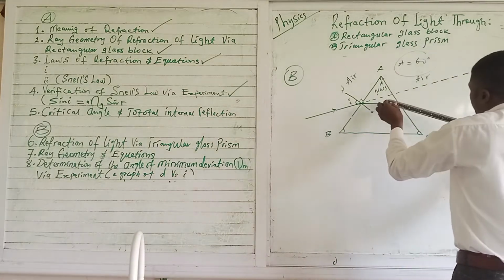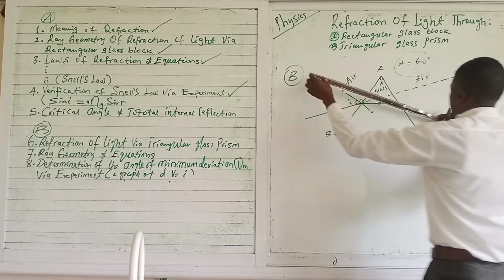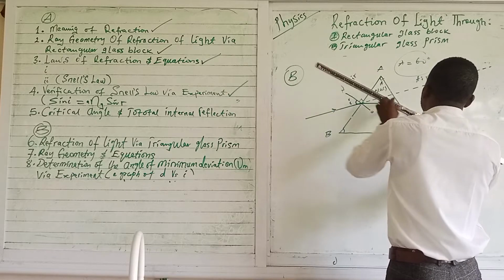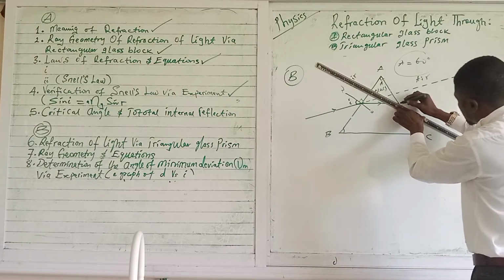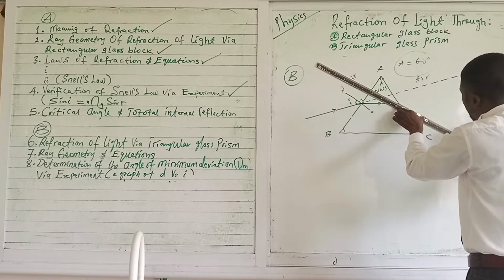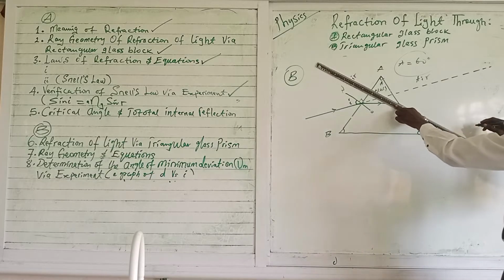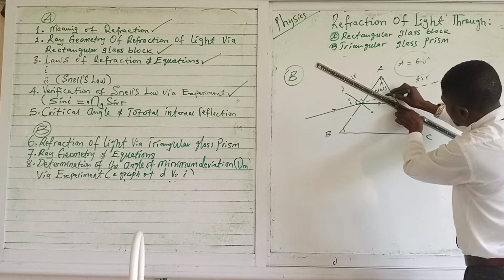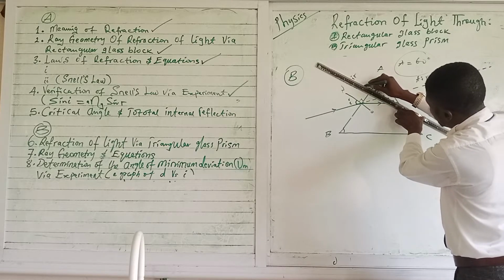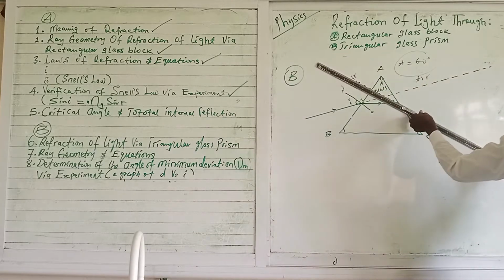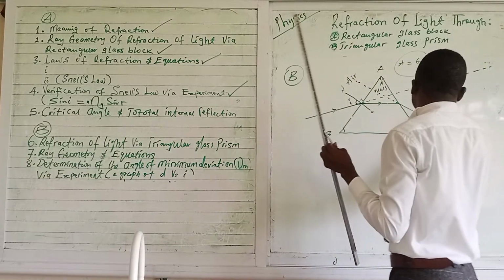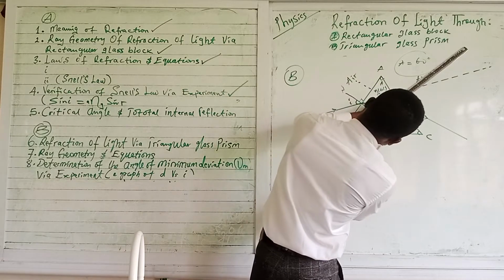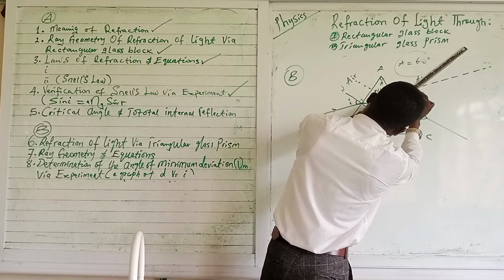It will refract and emerge at this point. Now, this emergent ray is stretched backward. These things are drawn one time. It's stretched backward. Now, this is the emergent ray. Now, there is another normal to this surface.